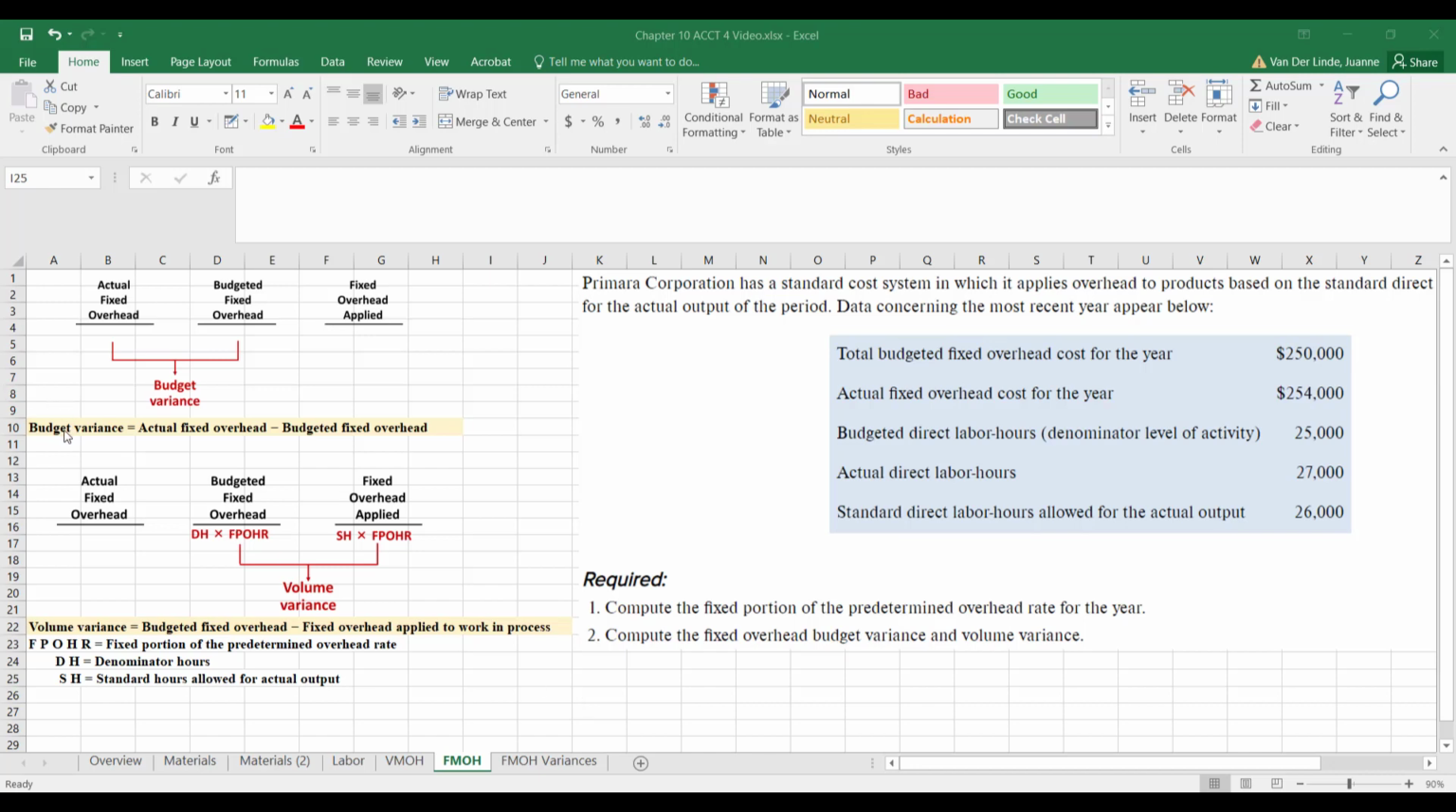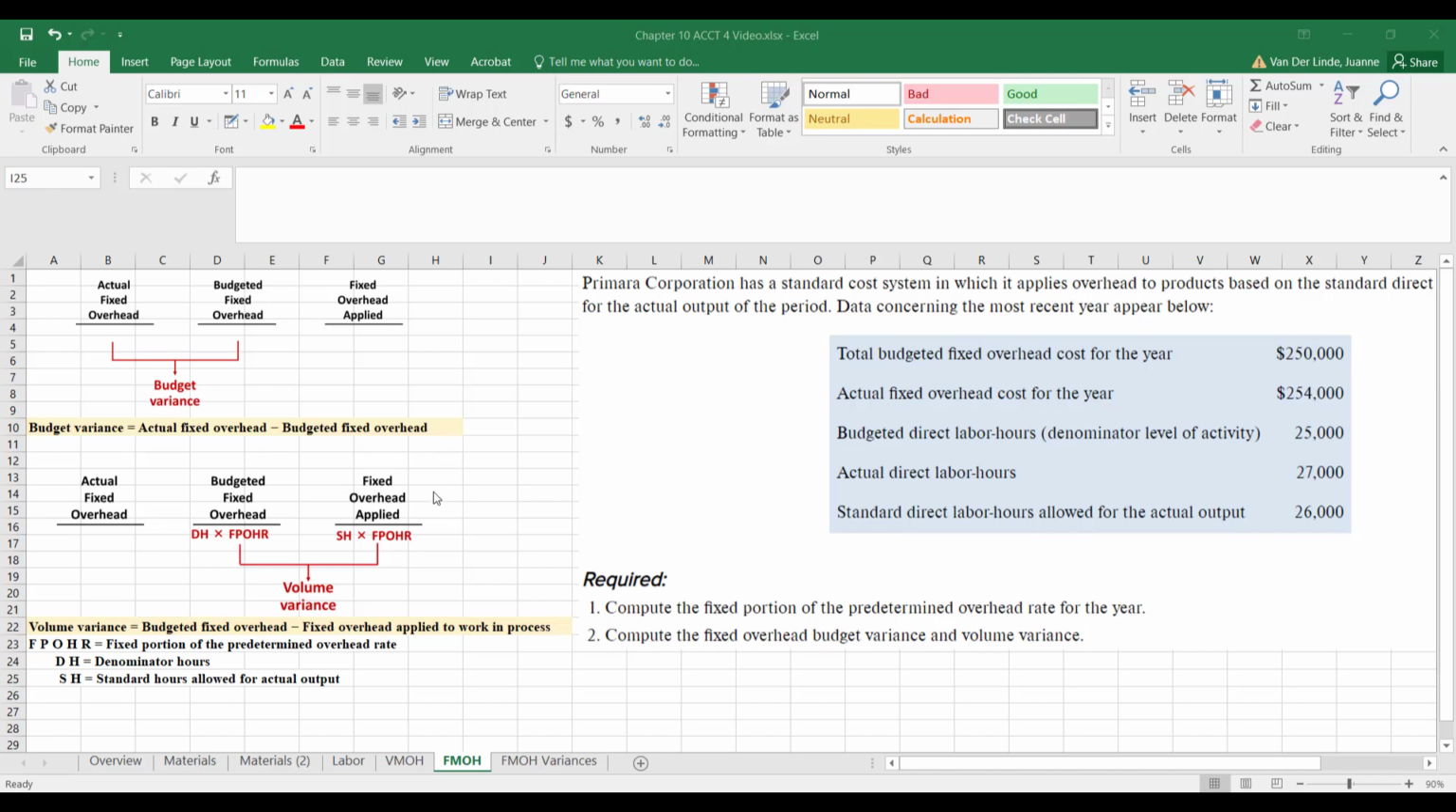So the budget variance, that's when we compare the actual fixed overhead to the budgeted fixed overhead. Any difference between the actual fixed overhead and the budgeted fixed overhead is what we will call a budget variance. So you simply define this variance: we'll take the actual minus the budgeted. The other variance is the volume variance. That's where we compare the budgeted fixed overhead to the fixed overhead applied.